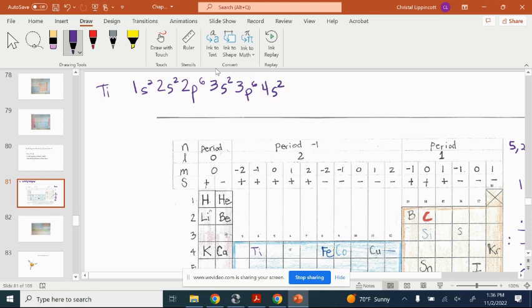Now, when I come over here, my n value is no longer period. It's now period minus 1. So I'm going to take 4 minus 1, which gives me 3. I'm in the D block, and I need 2 electrons to get to titanium. All right, so that gave me my electron configuration.